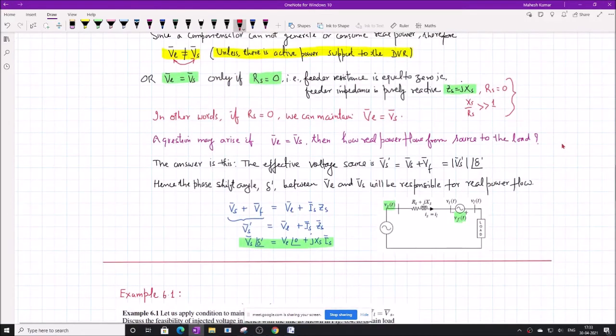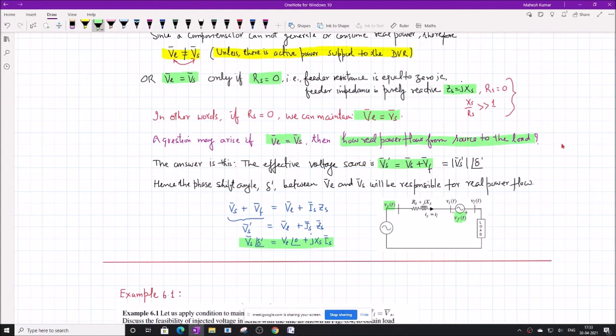So the same thing I described here, that only when Rs is equal to 0, then we can maintain BL equal to Bs phasor. And as I said, BL equal to Bs phasor does not mean that we do not have any flow of the real power. The real power still flows because of the effective voltage source, which is Bs plus Bf. For example, Bs phasor plus Bf phasor equal to Bs dash angle of delta dash.